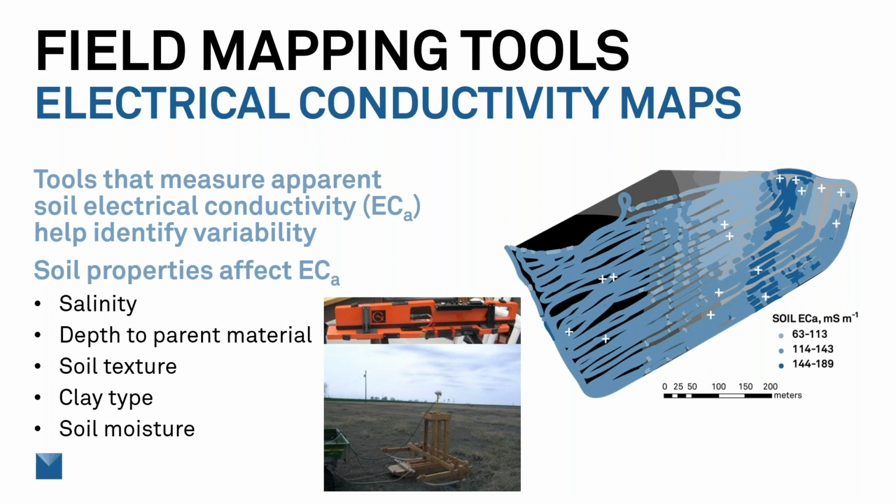For example, in this field that we show here, the primary driver of this change in the bulk EC was the depth of parent material. And that actually helped us identify the different soil series, between Houston Black and Hayden Clay, for example, in this field.